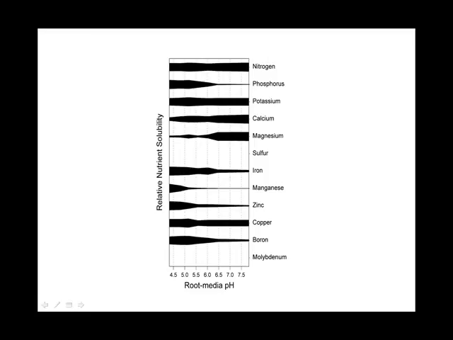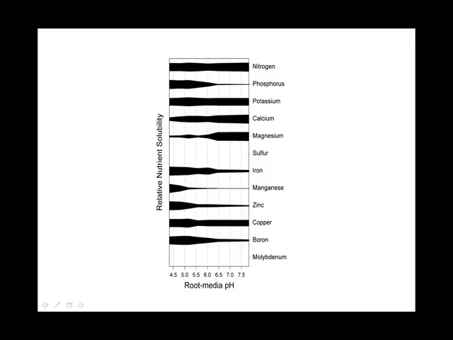If we look at how sensitive different nutrients are to the pH, take examples of nitrogen and potassium, whose solubility is not very much affected by the pH. So uptake of those nutrients is not really affected by the pH of the substrate. In contrast, as pH increases, phosphorus solubility goes down.